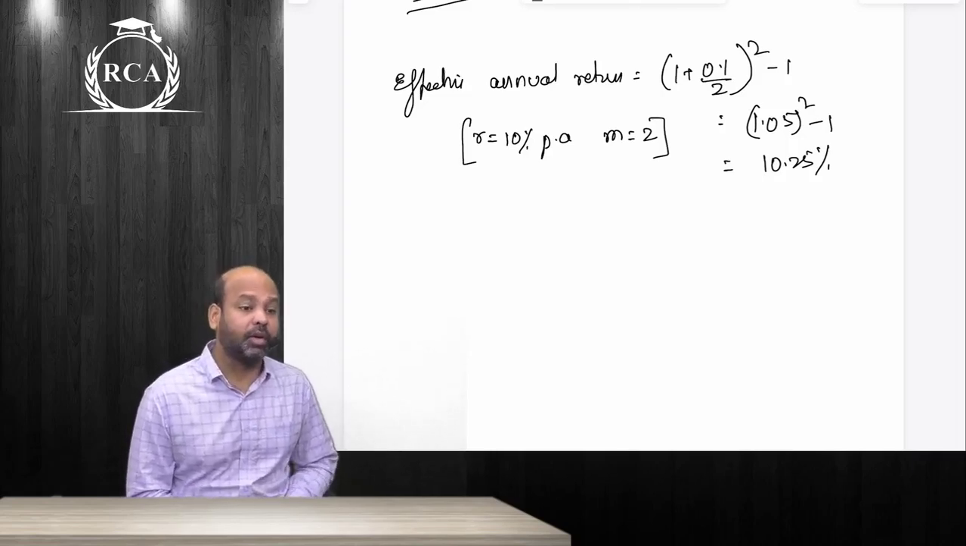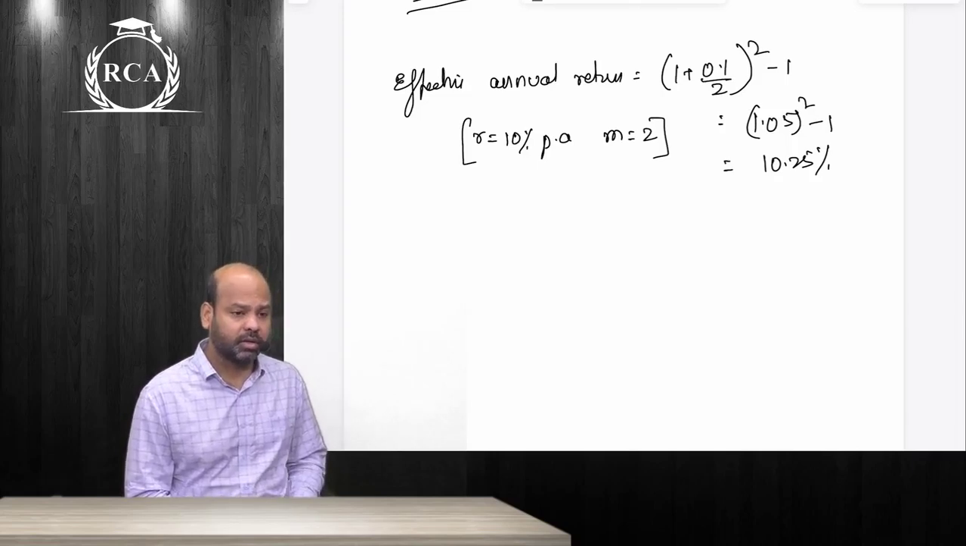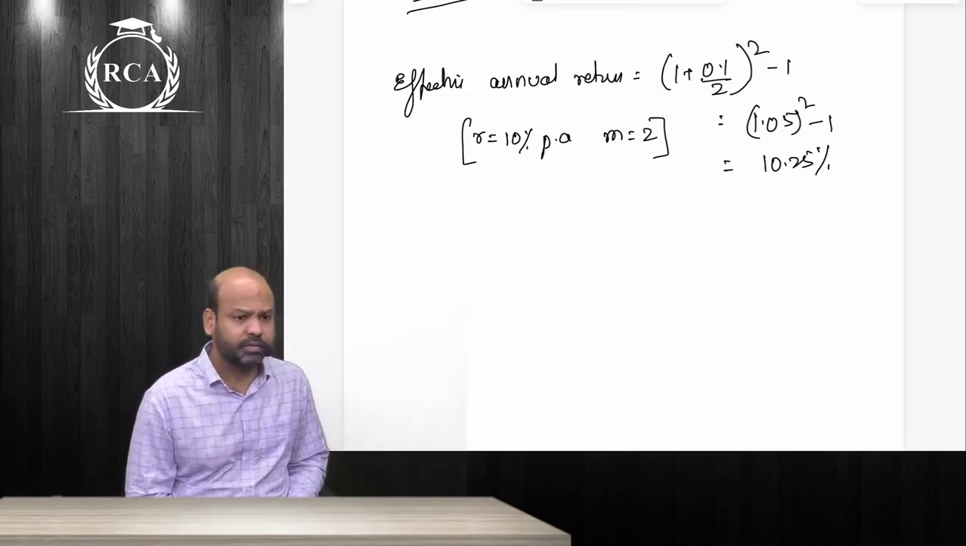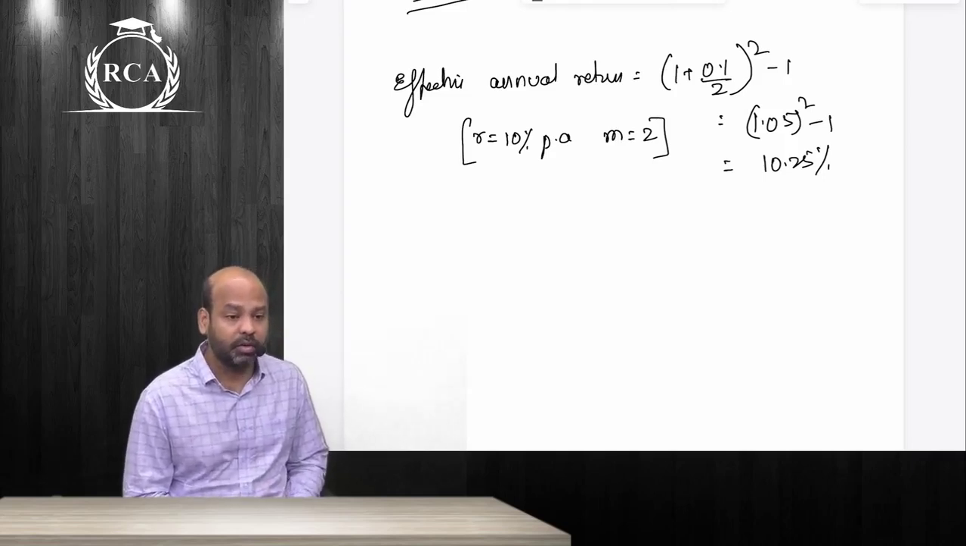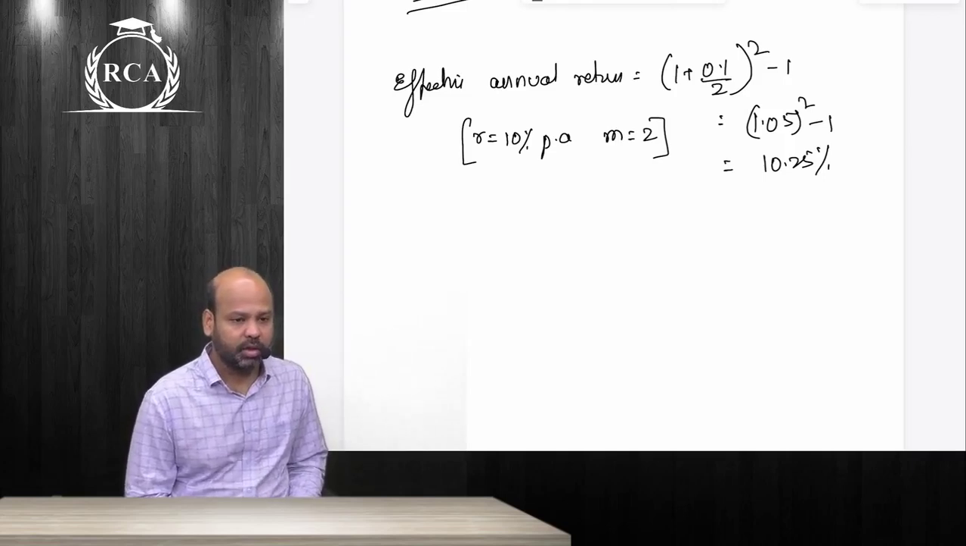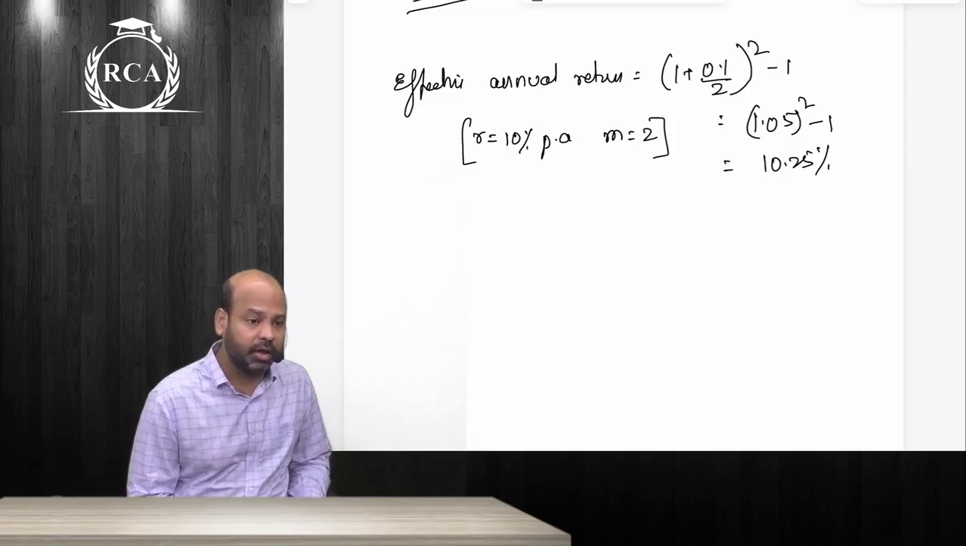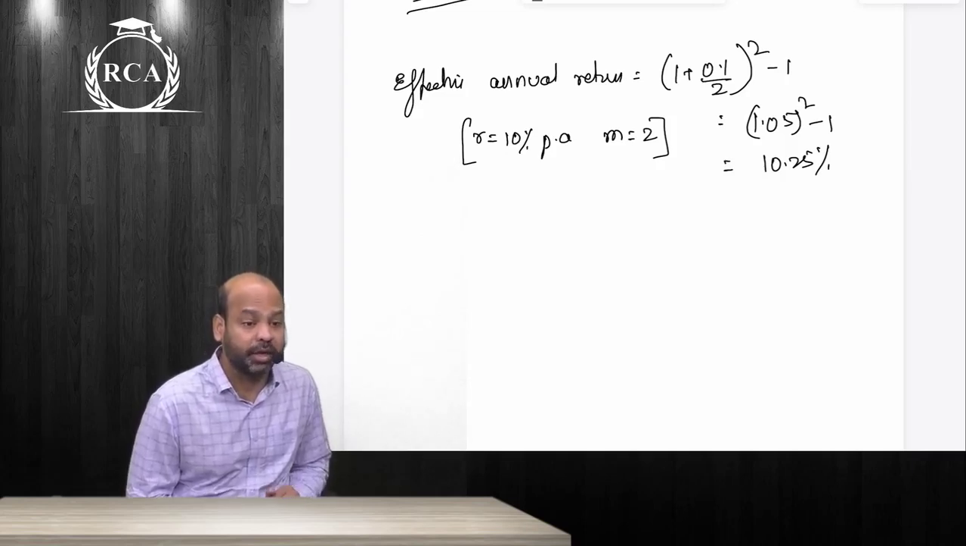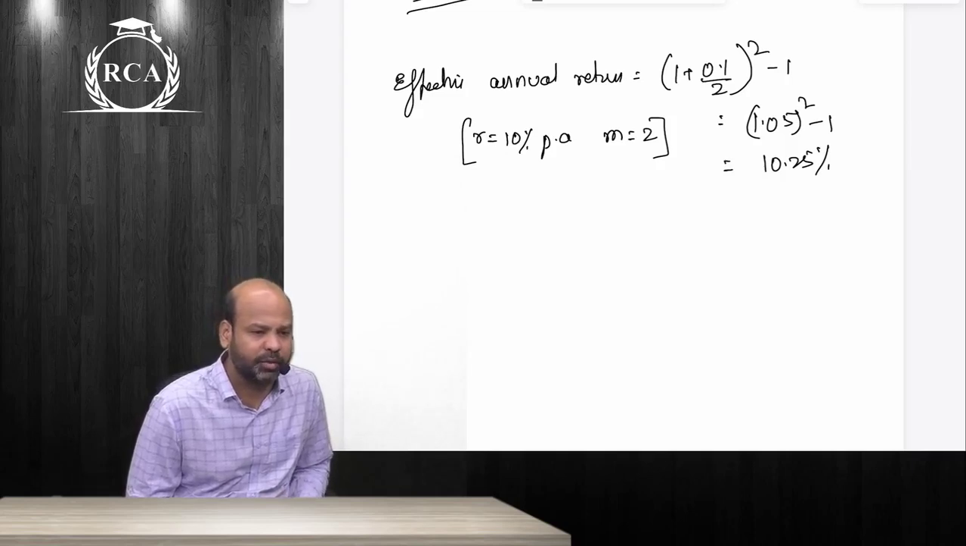10.25% beta will be your effective annual return. Any doubt, Saurabh? The answer is 10.25 only because YTM is also equal to the coupon rate. If YTM were not equal, say if you would have got a YTM of 12%, that would have been 12% compounded half yearly. I would have taken 1 plus 0.12 divided by 2 whole power 2, and not 1 plus 0.1.